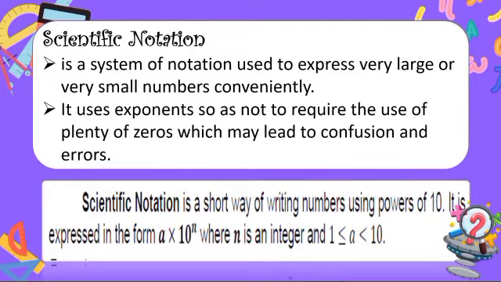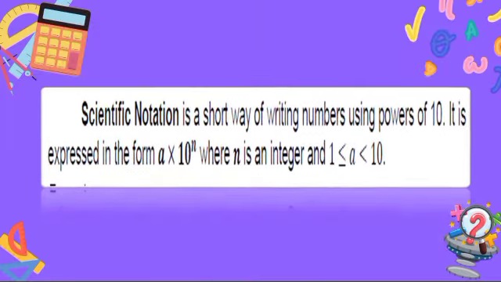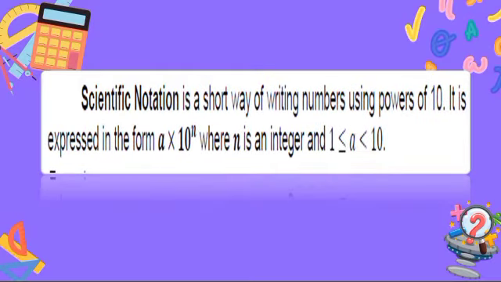Scientific notation is a short way of writing numbers using powers of 10. It is expressed in the form of a times 10 to the n power, where n is an integer and a is greater than or equal to 1 but less than 10. So, ibig sabihin, dito sa scientific notation na a times 10 to the n power, our a is equal to 1 to 9.